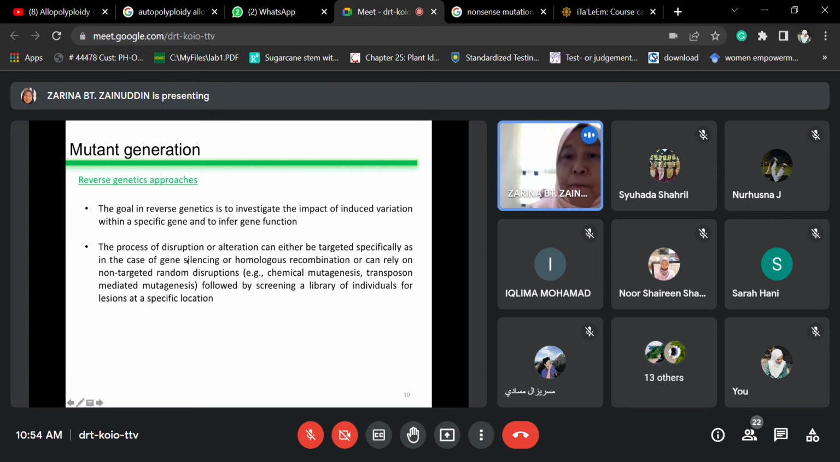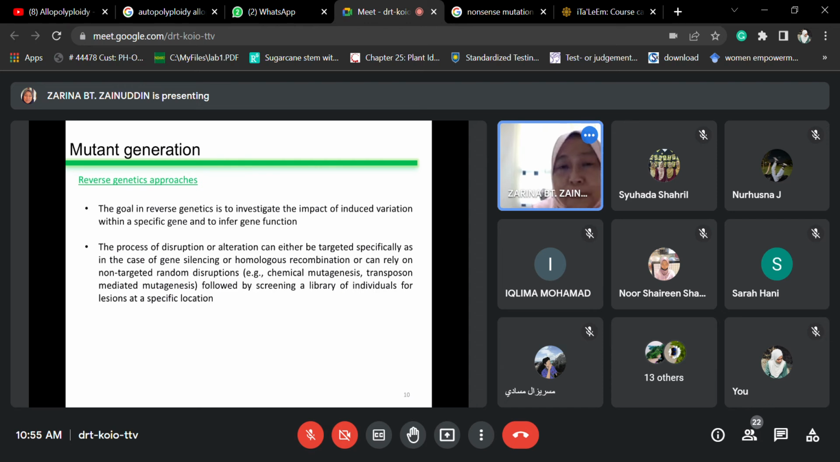You can silence that gene. You can use homologous recombination, or you can use a technique of random disruption, where for example chemical mutagenesis is random. When you are exposed to, for example, EMS, the mutation will be random in the genome. But gene silencing is very specific, so you can target where you want to make the changes or disrupt. And transposon is also something random. So once you have done the mutagenesis, you have to screen the population to find out where the lesion is, where the mutation occurred.